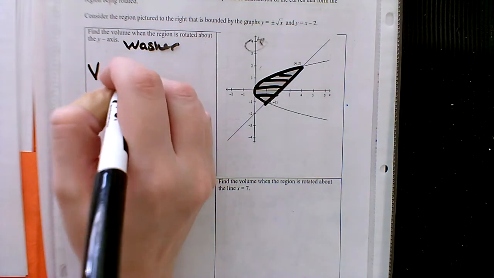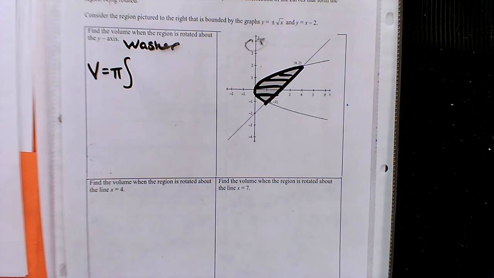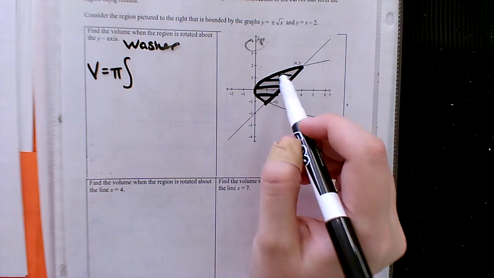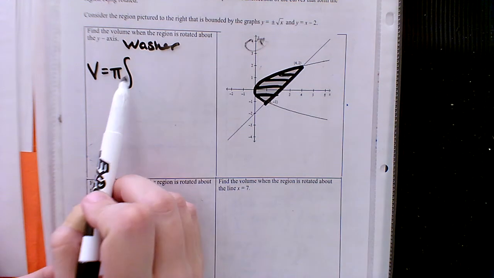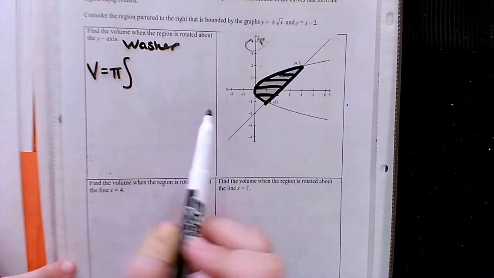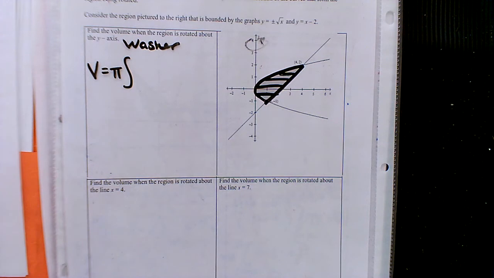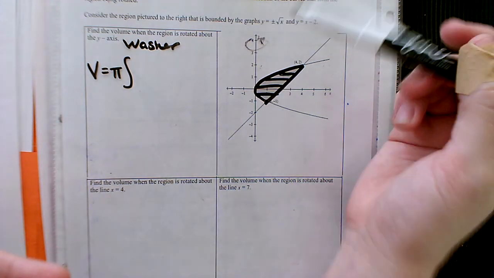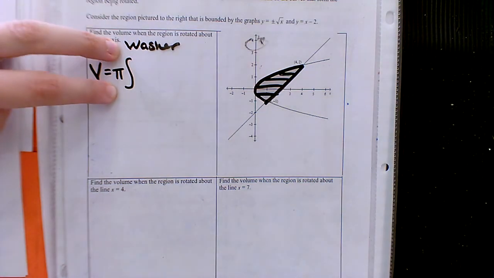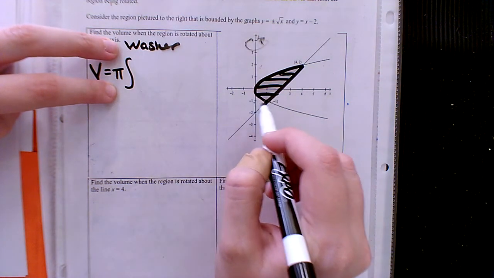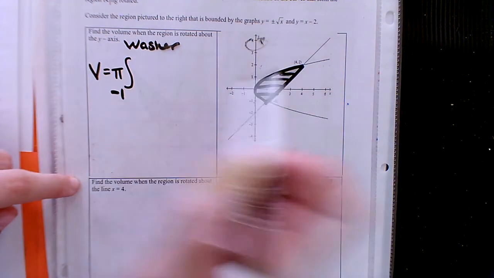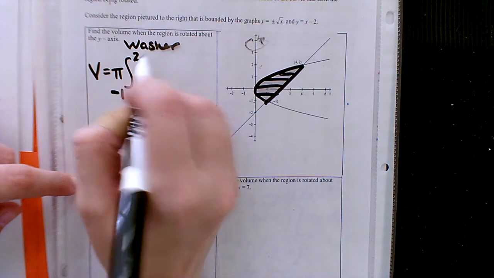And let's check out our volume. All right, so pi times our integral. If we're revolving around the y-axis and using our horizontal rectangles, we have to make sure every other part of this integral involves the variable y in some capacity. So in terms of your bounds, they should be going from the y-axis now. So that looks like -1 to 2.